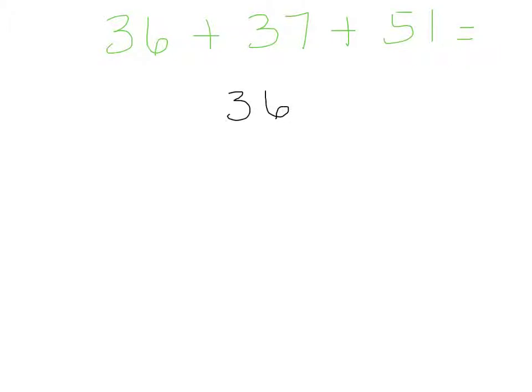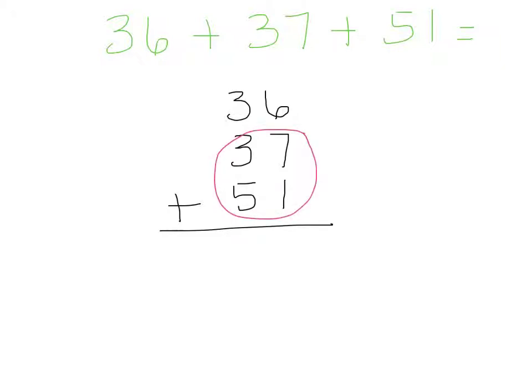36. Now I'm going to take my 37 and make sure that my place values are lined up. And then 51. Okay? That's the first thing I need to do. But then I need to group. Well, what can I group? Let's see. I'm going to take the 37 and the 51, and I'm going to group them together.